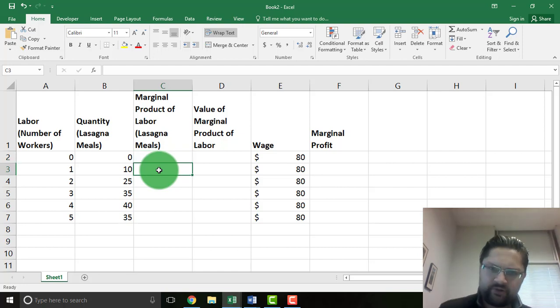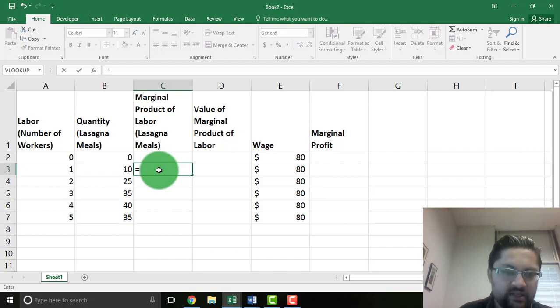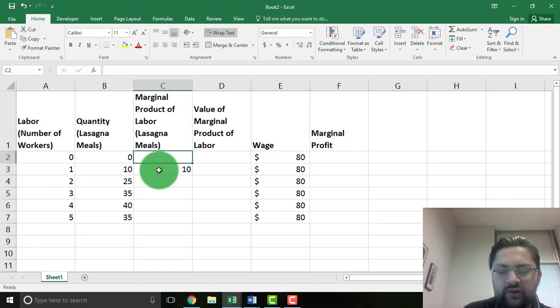Now in this example, let's say that we're using lasagna. We're just working with lasagna here. And remember, how we calculate this is we simply subtract the previous total contribution from the current total contribution. So that's like saying 10 minus 0. I'm going to do this in Excel, but as I explain it, 10 minus 0 gives us 10. Now over here in the first one, we'll put a dash because we really didn't have any production.